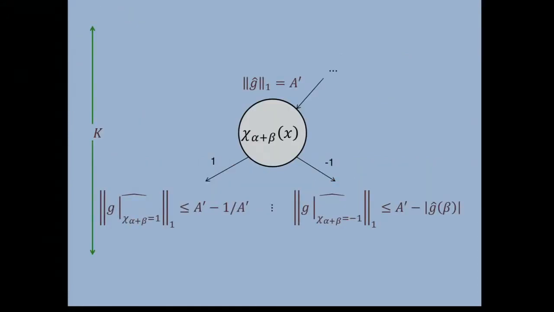And what do we do? Again, we just apply the main lemma, right? We do this thing, essentially. We arrive at some function with spectral norm A prime, and we query the two largest coefficients, and on this side we get A prime minus 1 over A prime, and here A prime minus G hat of beta, and all of this goes on for k levels.